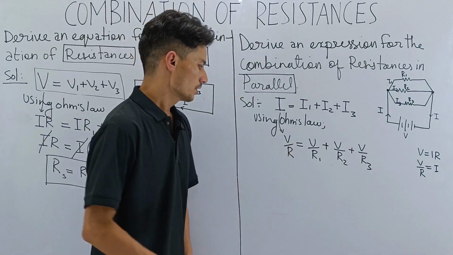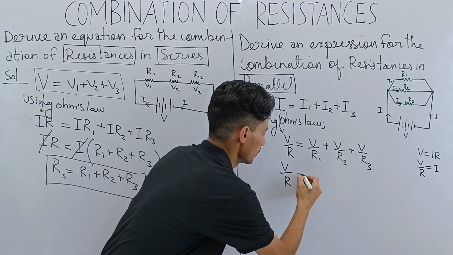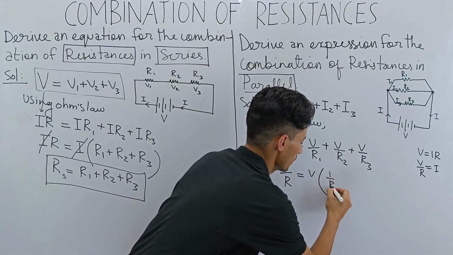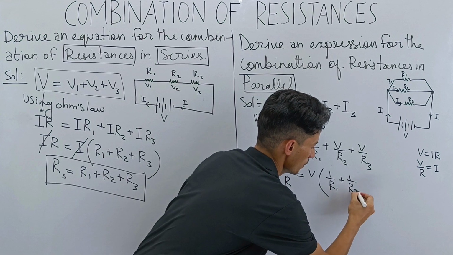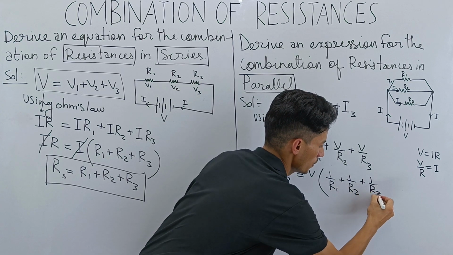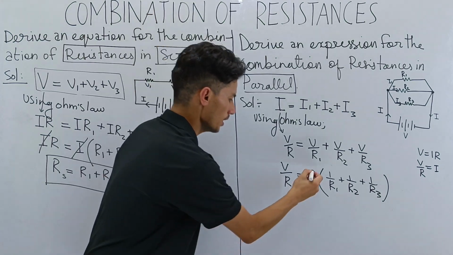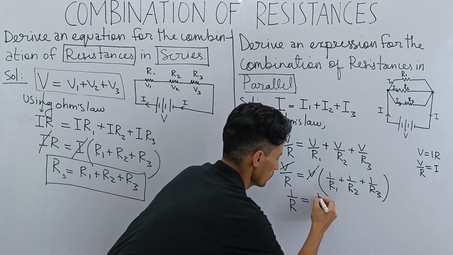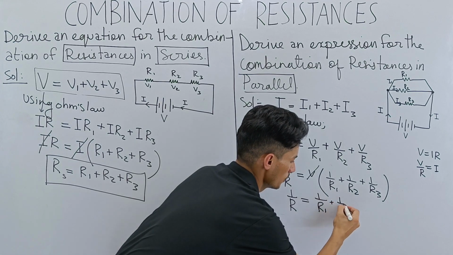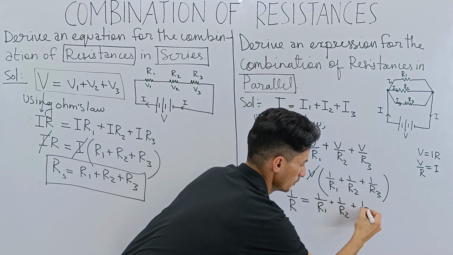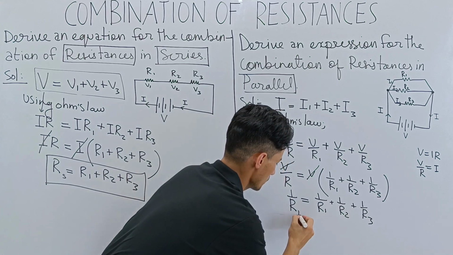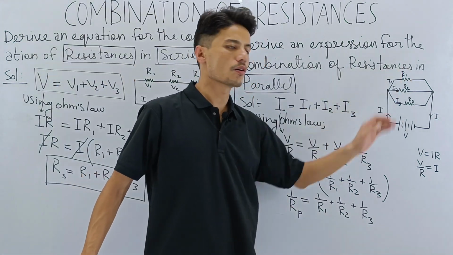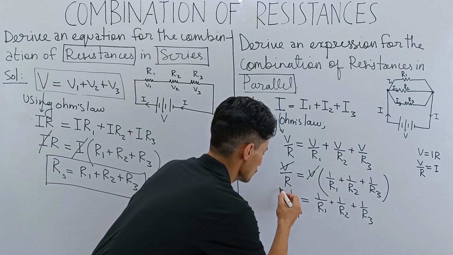So what do you do? Take V common because V is the same. If you take out V, then you are left with 1 by R1, plus 1 by R2, plus 1 by R3. Alright, cut this V, cut this V. You are left with 1 by R is equal to 1 by R1 plus 1 by R2 plus 1 by R3. This is the formula for finding the resistance if the resistances are combined in parallel. So easy.